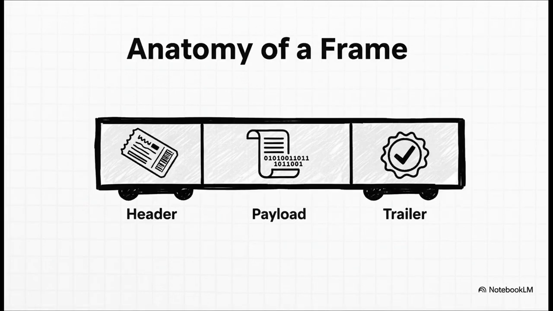Think of each frame as a little package ready to be shipped. It has three main parts. The header is like the shipping label. It has the physical MAC addresses for the sender and the receiver, the local street addresses. The payload, well, that's the good stuff, the actual data inside the box. And the trailer is kind of like a quality check seal. It contains a special code that helps the receiver know if the data arrived perfectly or if it got damaged along the way.